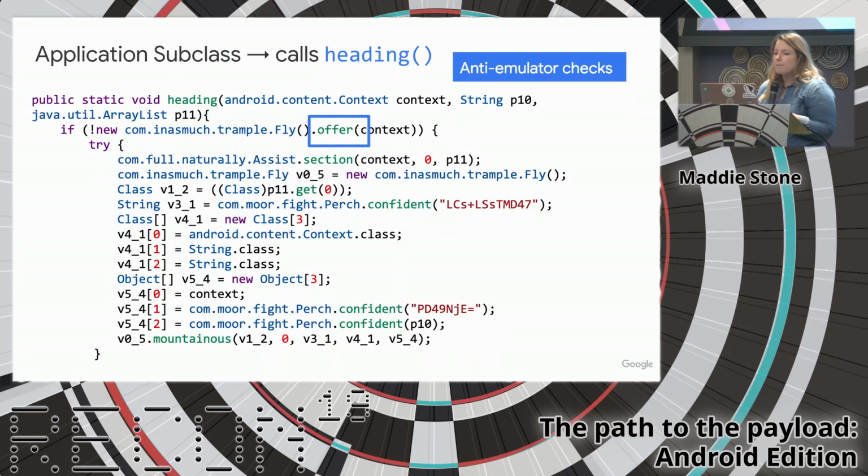So when we open up that method, which was called heading, this family, for each different application, goes ahead and dynamically generates new method and class names, etc. And each of those are just random English words. So in this case, we have heading, and the first call it makes is an if clause, and it is looking to check out its anti-analysis. There's 3 first checks, and it's in this class that's called com.inasmuch.trample.fly, because just look it up in an English dictionary, and the method is offer.